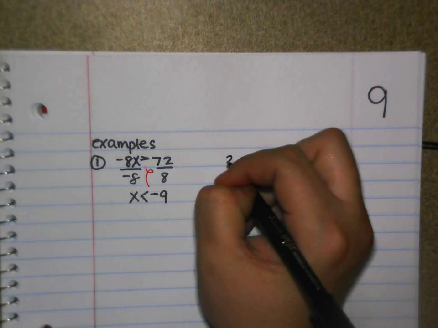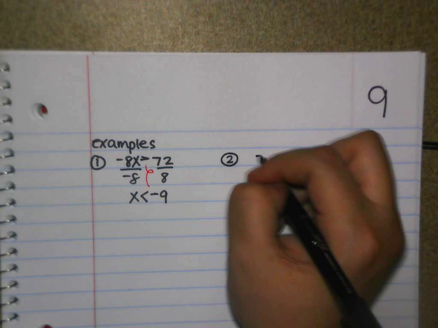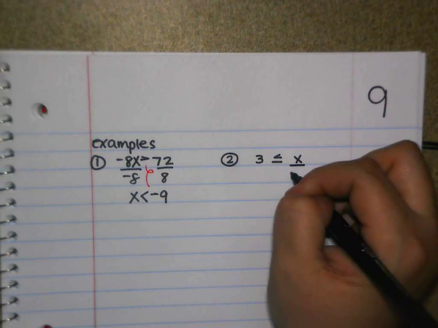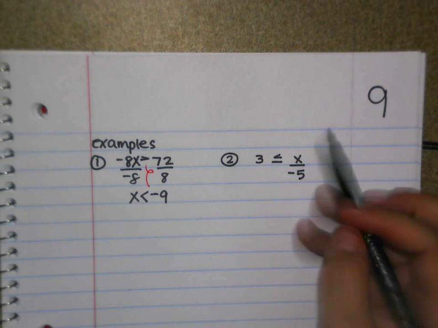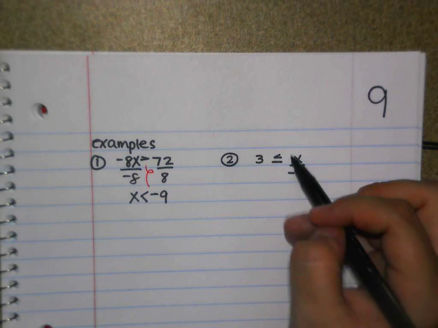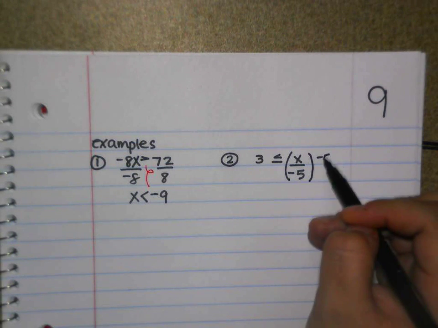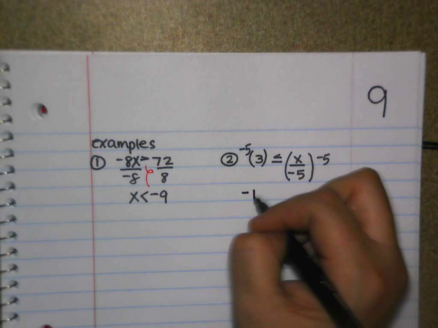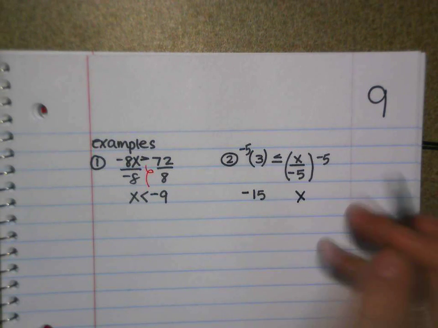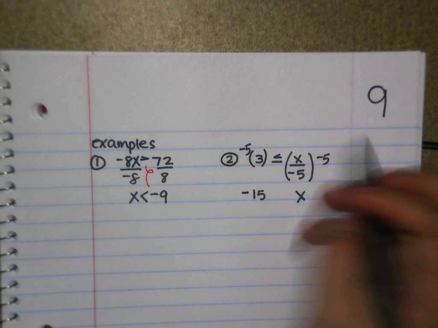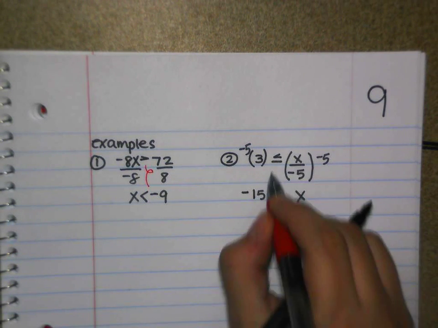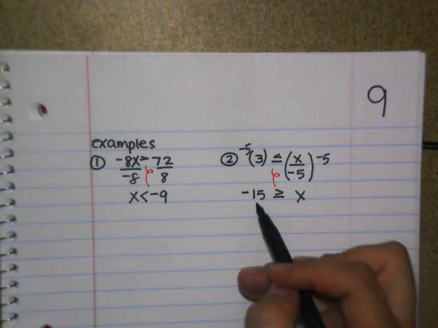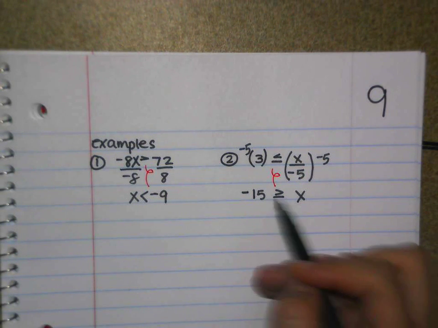Okay? The second one, we're going to say 3 is less than or equal to x divided by negative 5. We want to get the x by itself, so we're going to multiply both sides by a negative 5. Remember, it's a negative number, it's important to remember. So we have negative 15 on this side, we have x on this side. Because we multiplied by a negative number, we need to flip the inequality. So we're going to move it to the other side. Negative 15 is greater than or equal to x.